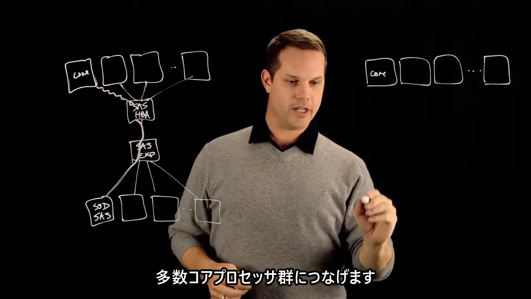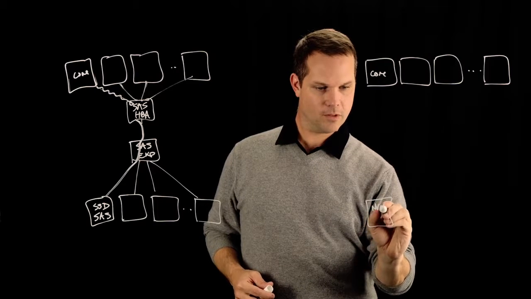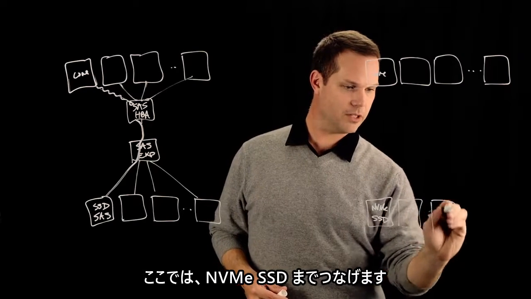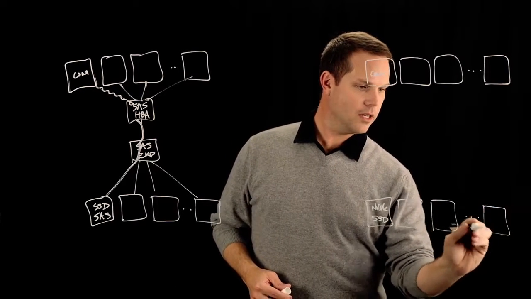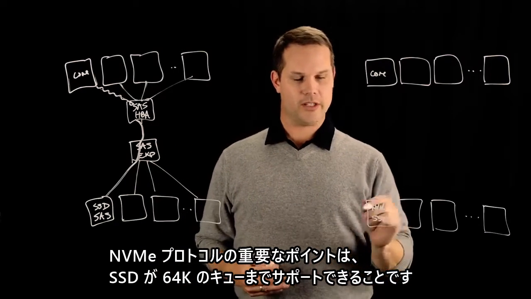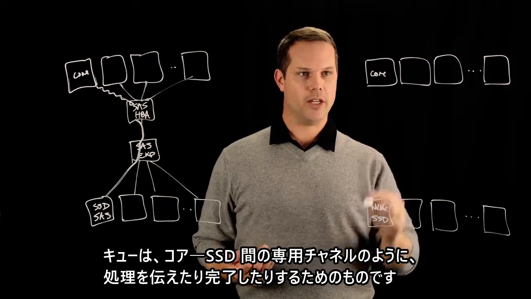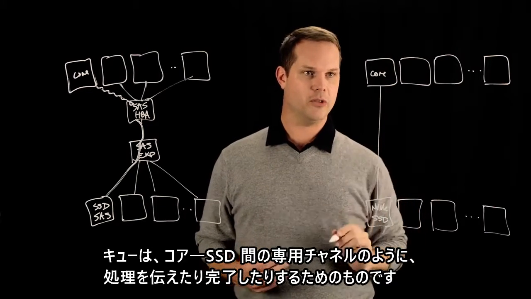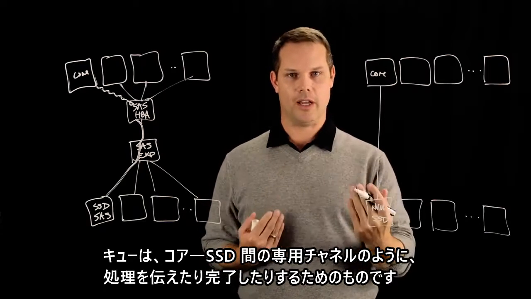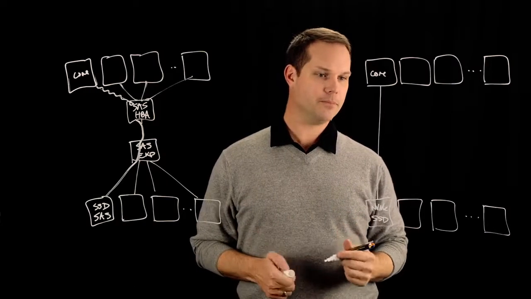So in this case, again, we're going to connect to many-core processor complex. But this time, we're going to connect down to NVMe SSDs. Now, one of the core aspects of the NVMe protocol is that these SSDs can support up to 64K queues. And a queue is just a way, think of it as a private channel between a core and an SSD for them to submit work and have work completed. So they can exchange commands and data on that queue.